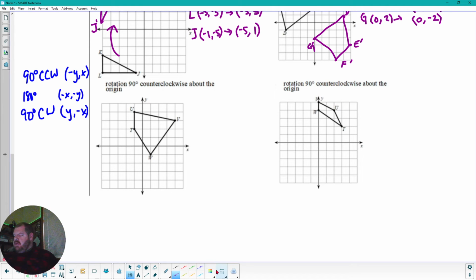For this one, we're rotating 90 degrees counterclockwise. So we're going to follow the first rule, but let's get our points out there. We have T, U, V, and W. T is at -1, 2. U is at -1, 4. V is at, looks like 4, 3. and W is at 1, -1.